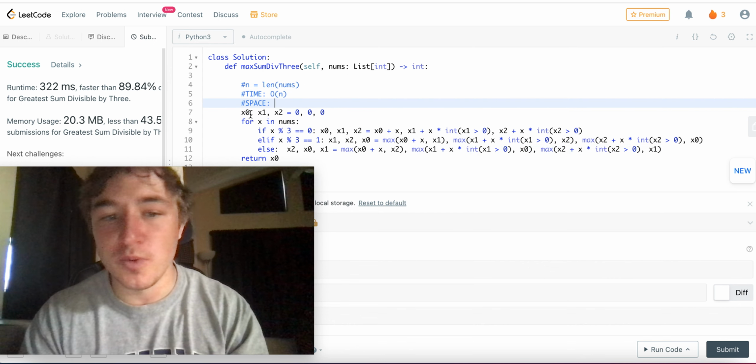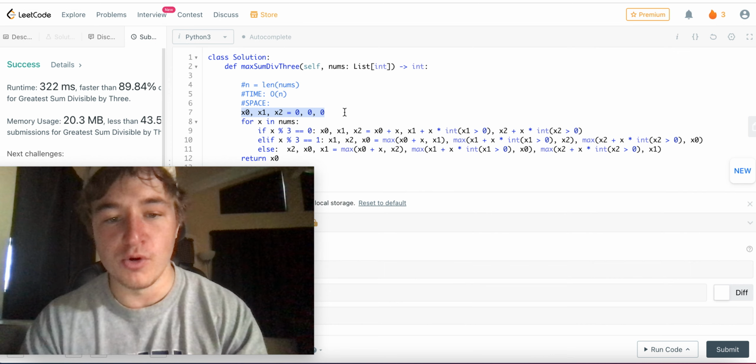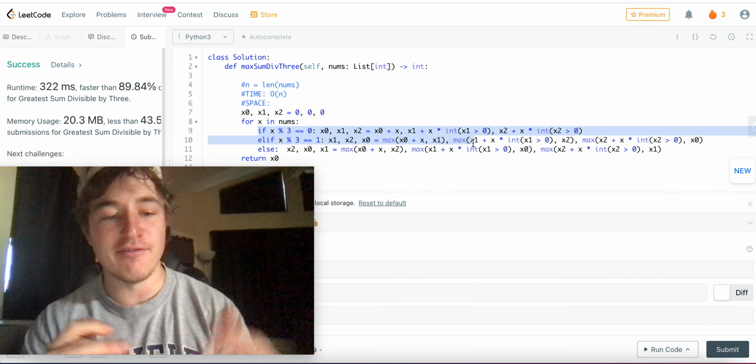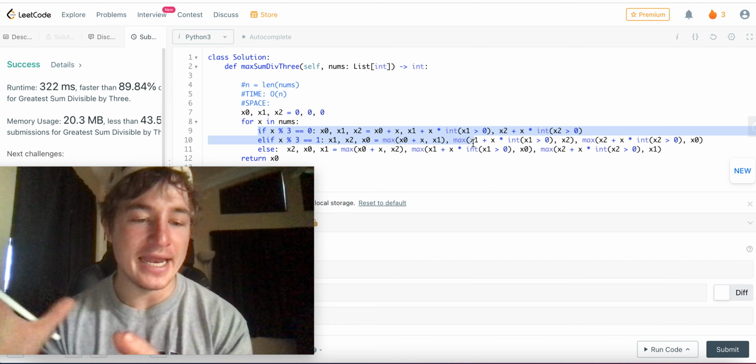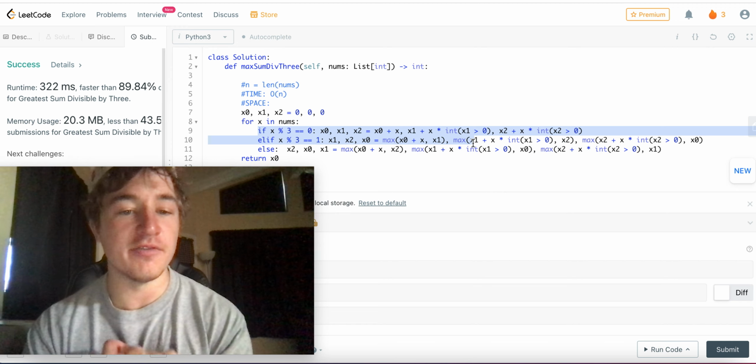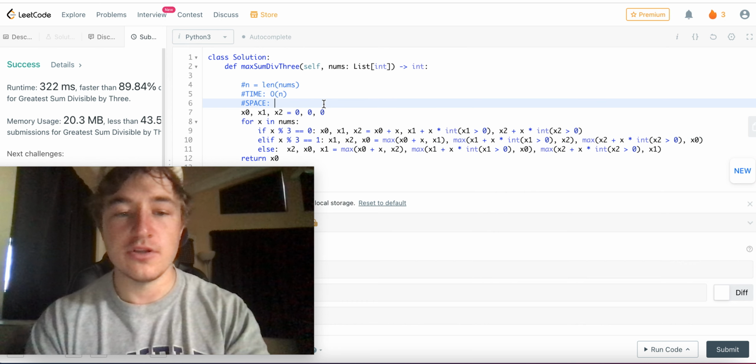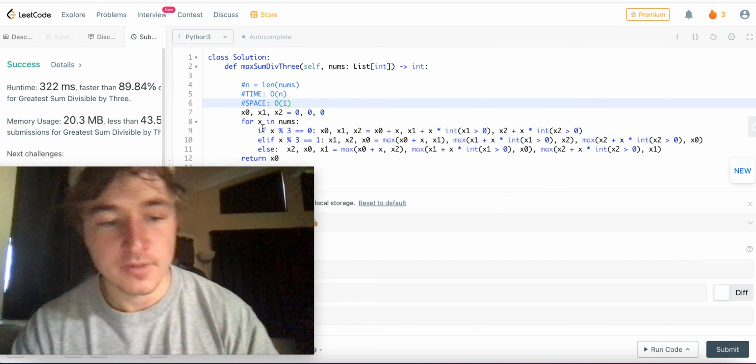And then for space, well, we just create these 3 variables and then we update them accordingly. It doesn't depend on the size of n, the size of nums, right? Whatever n is, it's irrelevant. We only have these 3 variables. So that's O of 1.